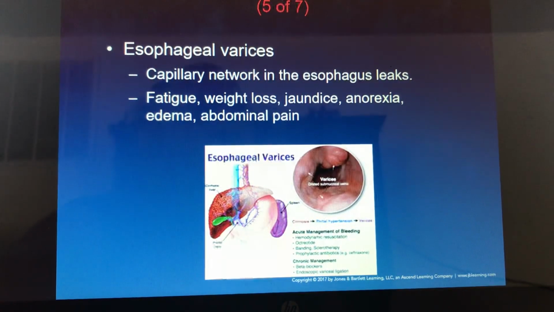Usually if there's esophageal varices, there's something wrong with the liver, usually cirrhosis of the liver, and the liver can't process fast enough, so it starts backing up in the hepatic portal circulation, and you'll see it in esophageal varices.